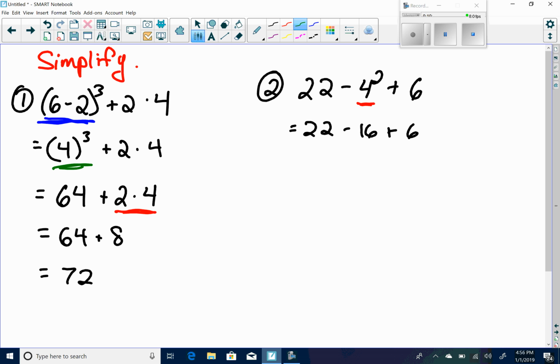So I no longer have any exponents. There are no multiplication or division, but I do have subtraction and addition. So remember, it's whatever comes first. So right now I'm just going to go ahead and subtract this 22 minus the 16, which will give me 6. And then the last bit is 6 plus 6, which will give me 12.